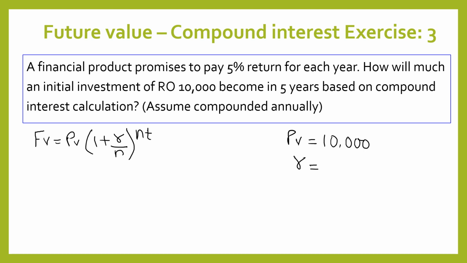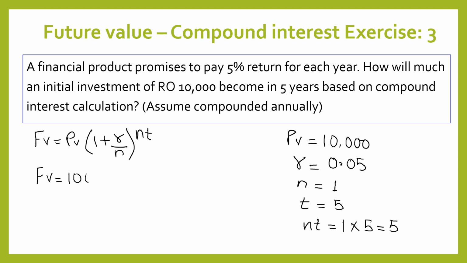Then R. What is my R? Rate of interest is 5%. So 5% is nothing but 0.05. Then what is my N? It is compounded annually. We have to assume. We are assuming. And T is my time period, that is 5. So my NT will be 1 multiplied by 5 is equal to 5. Now just substitute the values. Future value is equal to 10,000 into bracket 1 plus 0.05 divided by n. N is 1. Power of nt. Nt is 5.